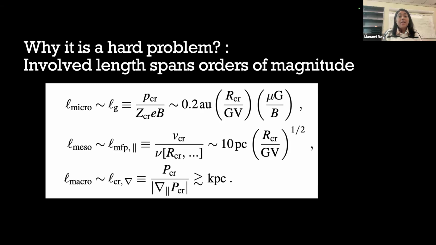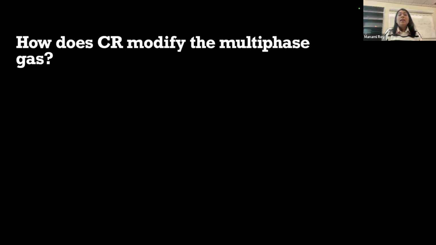If you want to simulate the large scale physics, you have to use a subgrid model for the small scale physics, so doing all of these things simultaneously is very difficult. Now the question is, if cosmic rays are important for this multiphase CGM gas, how do cosmic rays modify it?